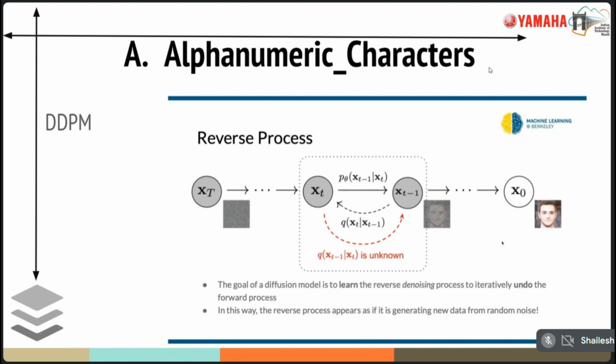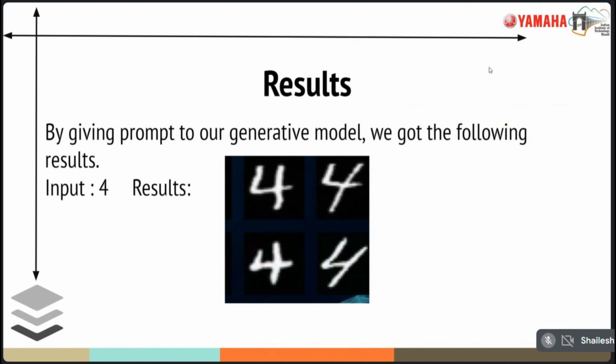This was the first dataset, alphanumeric characters, and this is the model, DDPM, with such an architecture. These are the results of our first model, which was trained on the alphanumeric dataset, where we have given input as 4 and output images were generated. These are the 4 types of images generated for 4.